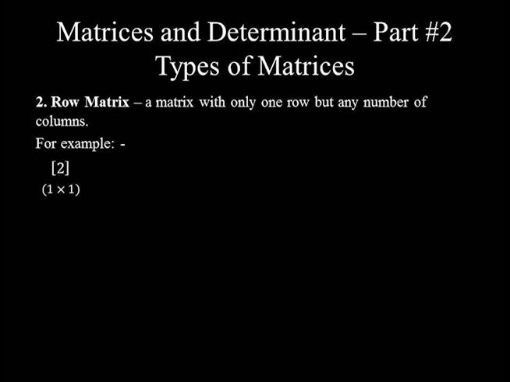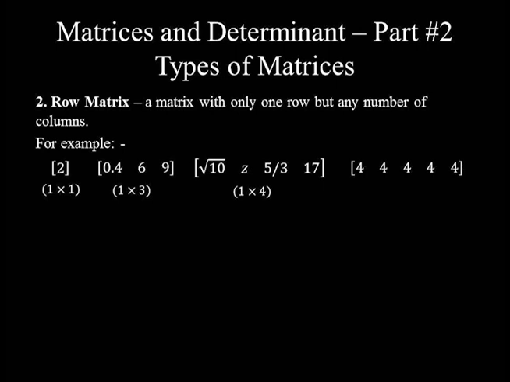A matrix with elements 0.4, 6 and 9 arranged in a single row is a row matrix with an order 1 by 3. The third example is numbers and letters, that's root 10, z, 5 over 3 and 17 arranged in a single row and enclosed in a square bracket, a row matrix with an order 1 by 4. A matrix with 5 similar elements arranged in a single row is also a row matrix with an order 1 by 5.